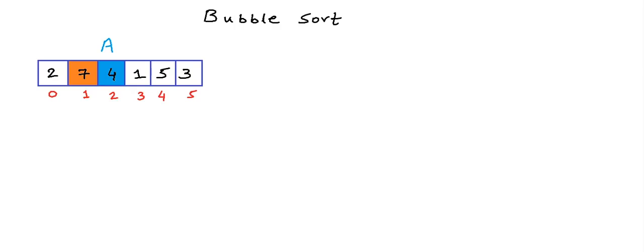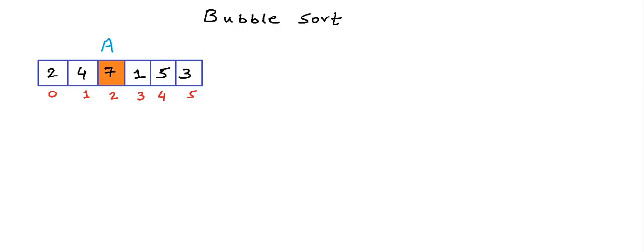Once again, we will compare the element at this position with its next element, and if it is greater, we will swap the two elements. In this case, 7 is greater than 4, so we will swap the position of these two elements. So 7 will move to index 2 and 4 will move to index 1. And now we will move to index 2.